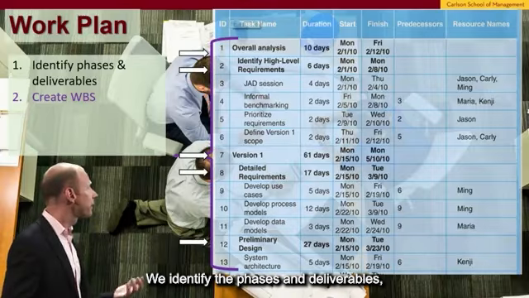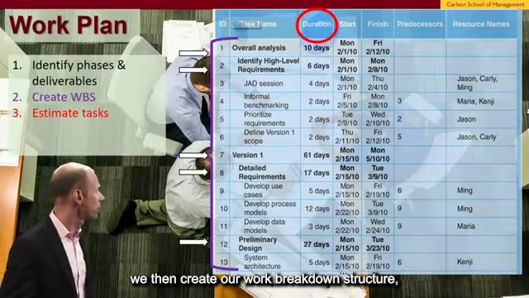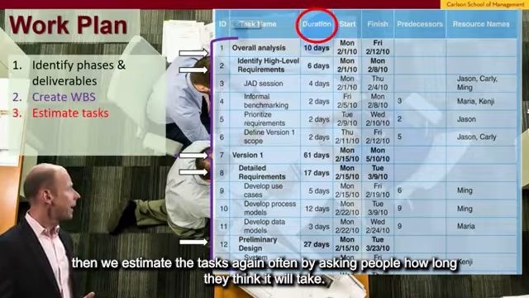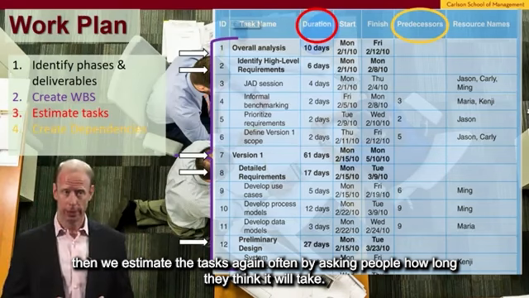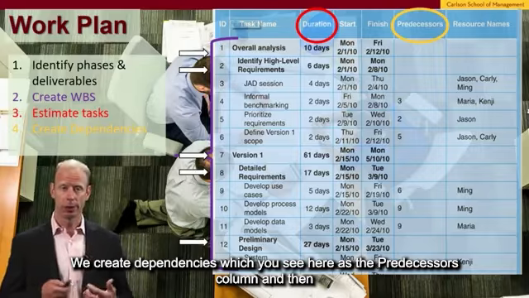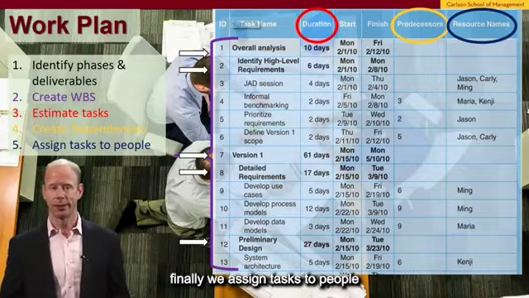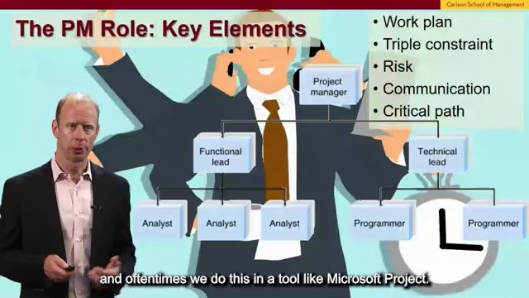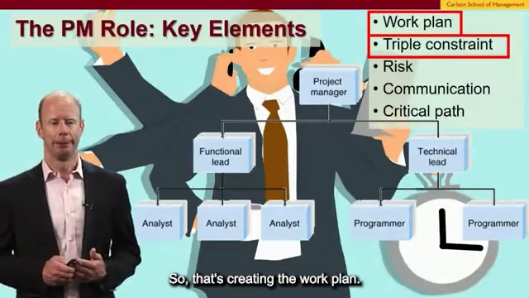We identify the phases and deliverables. We then create our work breakdown structure. Then we estimate the tasks, again, often by asking people how long they think it will take. We create dependencies, which you see here is the predecessors column. And then finally, we assign tasks to people. And oftentimes, we do this in a tool like Microsoft Project. So that's creating the work plan.